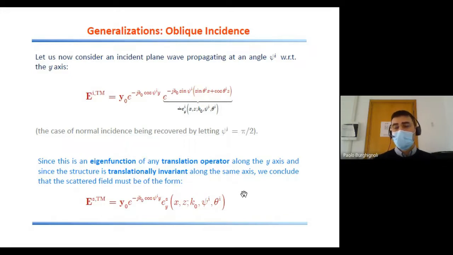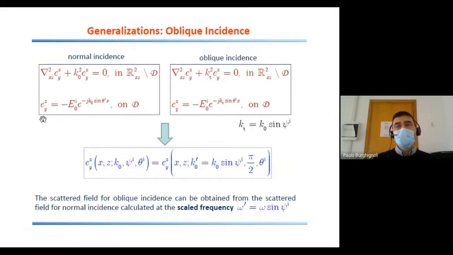However, the point here is that if you have solved the problem for normal incidence, you can immediately obtain the solution for oblique incidence. That is, because if you compare the differential statement of the problem for normal incidence, you can see the two-dimensional Helmholtz equation for the scattered field in the xz plane, where you can see there is the wave number k0 squared, and the boundary condition that involves the scattered field on the half plane.